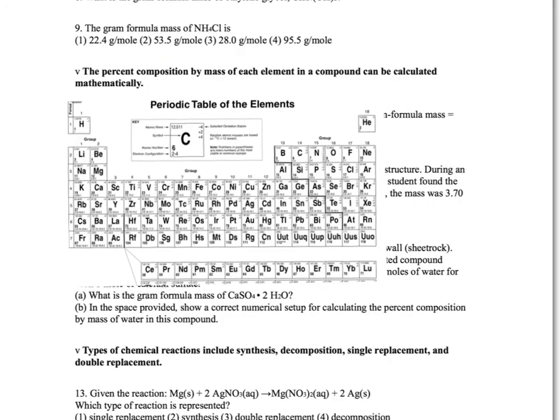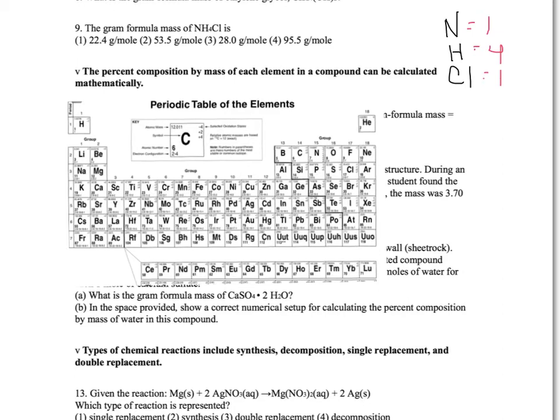Question 9 is very similar to question number 8, where we're finding a gram formula mass of ammonium chloride. So here we look at the different elements present, represented by 1 capital letter and 0, 1, or 2 lowercase letters. And we have nitrogen, hydrogen, and chlorine. Now we have to account for the number of each atom. So we see that in this formula we have 1 nitrogen, 4 hydrogens, and 1 chlorine.